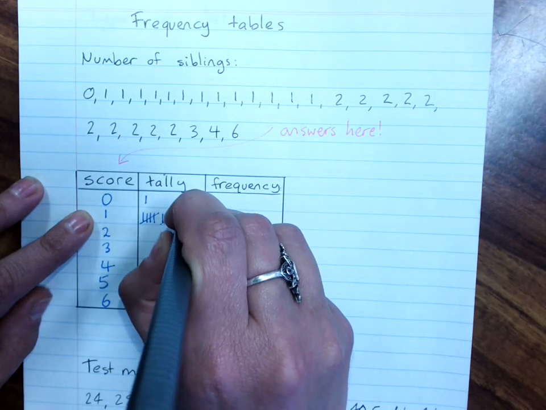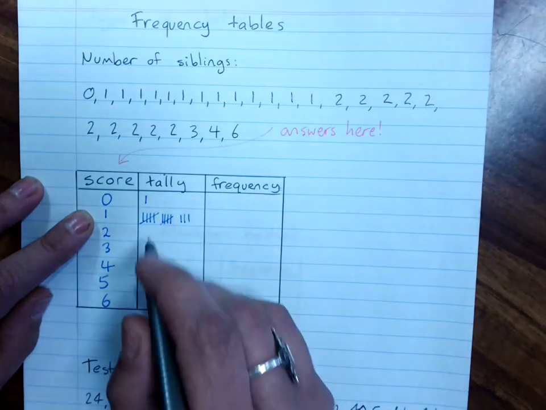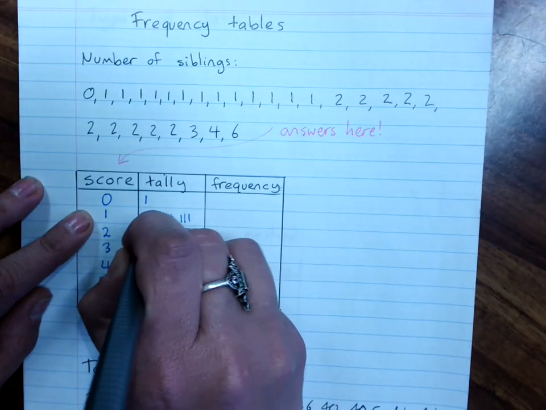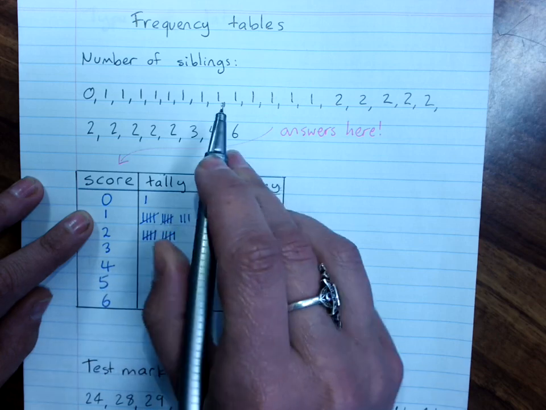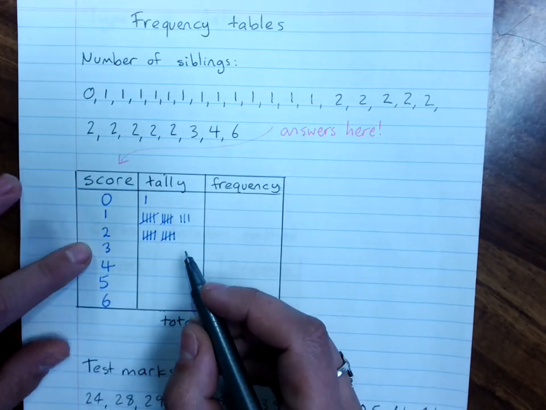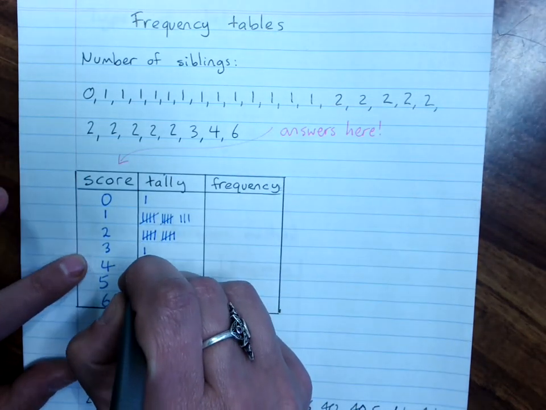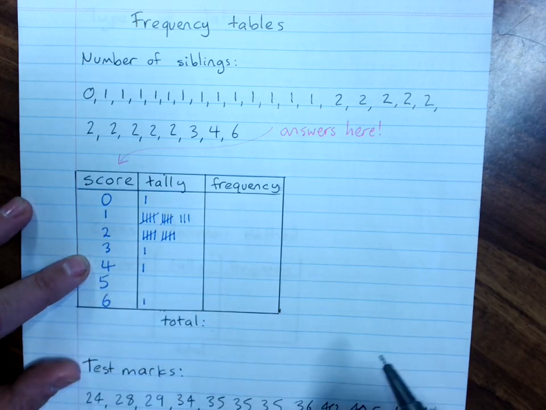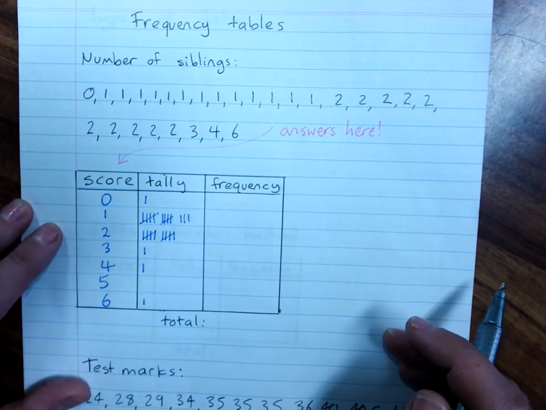And there were 13 people there. 10 people answered that they had 2 siblings, and 1, 1, and 1. So that is our tally column, just little stripes.